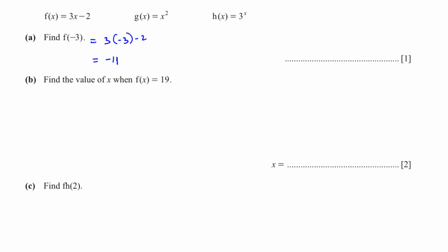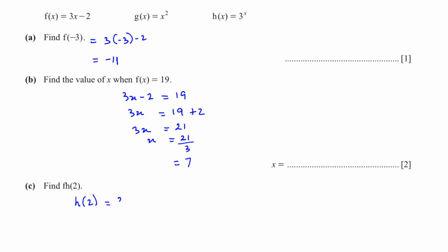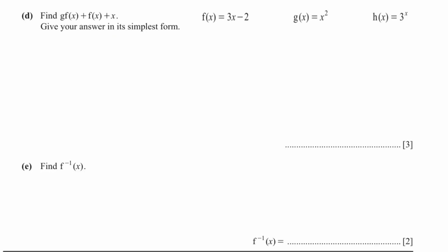This is f of x. We'll make it equal to 19. So 3x minus 2 is equal to 19. The -2 when we bring it over becomes +2. So 3x is equal to 21, and x is equal to 21 divided by 3, which is 7. C. Find f of h of 2. The first thing we'll do is find h of 2. That will be 3 to the power of 2, which is 9. This will be substituted in f of x. So 3 times 9 minus 2, and you will get 25 as the answer.